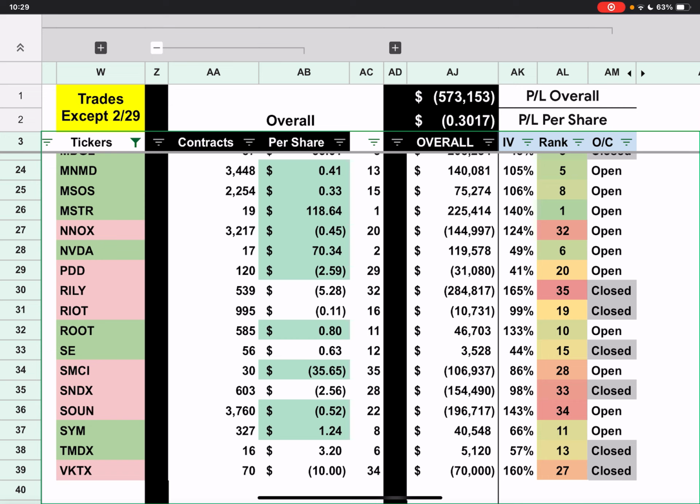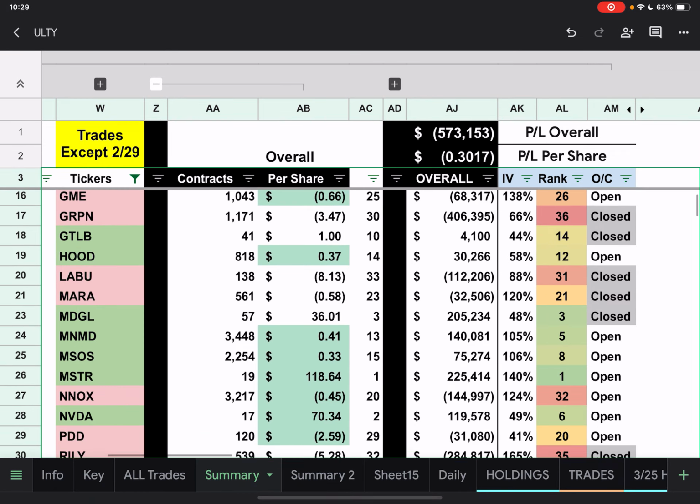Number 34 was VKTX, Viking. I don't know. I think it's a pharmaceutical company because it has an X on the end, but then it has TX, and it makes me wonder if it's therapeutics. So I don't know. I know it's Viking something. But anyway, that was negative $10 a share at 34. So that was 34, 35.